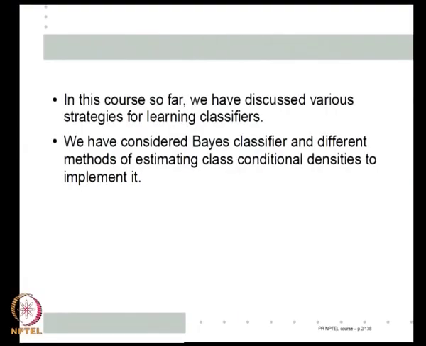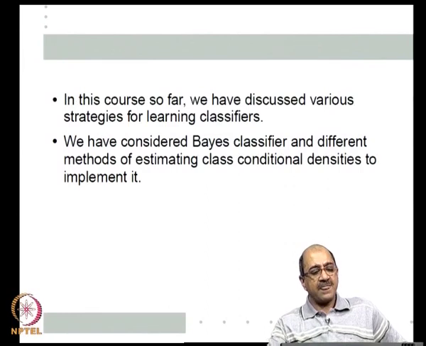Okay. So, we can take a global look now and ask what all have we done so far, right. So, in this course so far we discussed various strategies for learning classifiers, right. We started with pattern classification, said the classifier design is what admits a lot of mathematical structure, and we discussed different strategies for learning classifiers. So, specifically we considered the Bayes classifier, the optimal Bayes classifier, different methods for implementing it by learning class conditional densities.